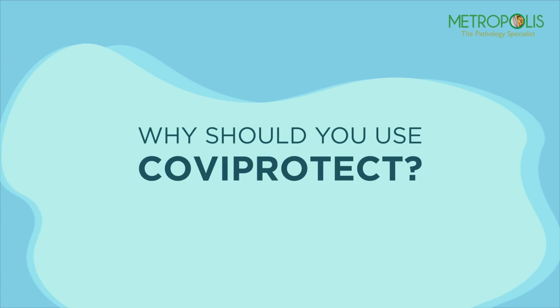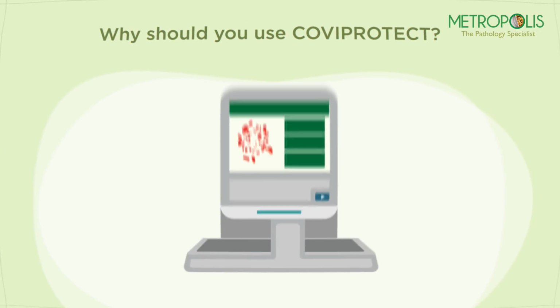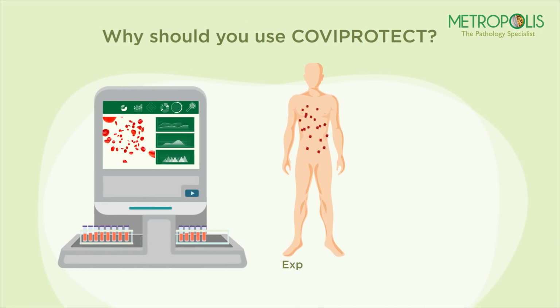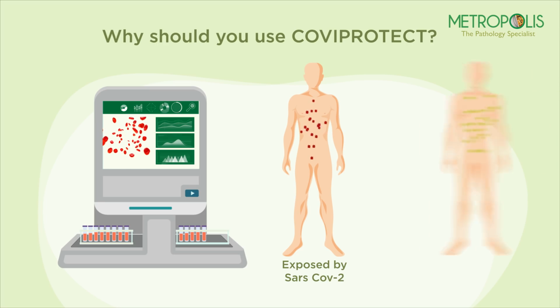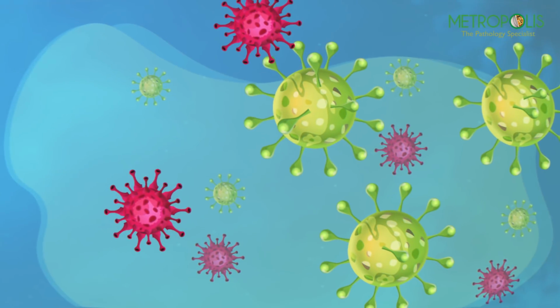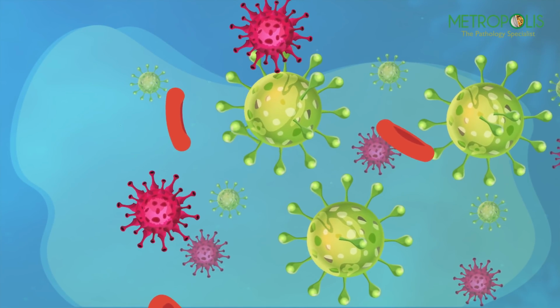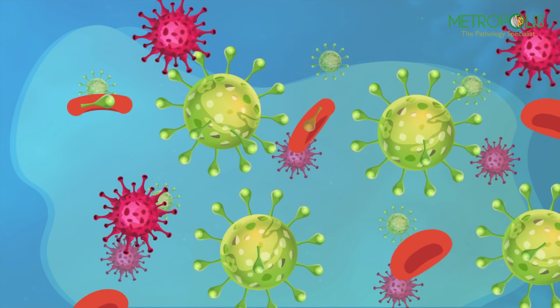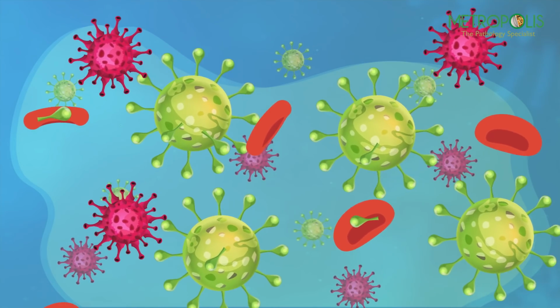Why should you use COVIPROTECT? The COVIPROTECT test quantitatively measures antibodies if you are exposed to the SARS-CoV-2 virus or are vaccinated. It is unlike the other qualitative assays available in the market. This test targets antibodies directed against the particular region of the viral spike protein responsible for binding to the host cell receptor and entering the host cell.